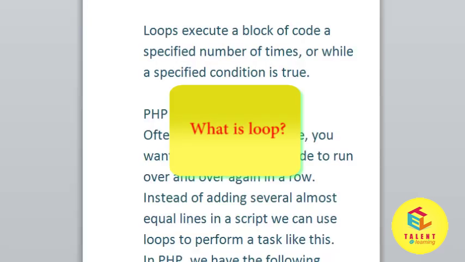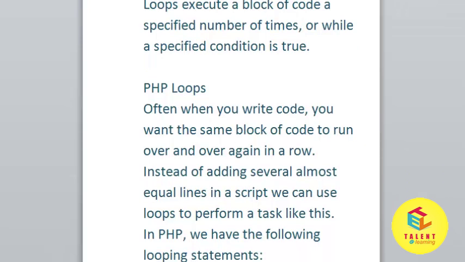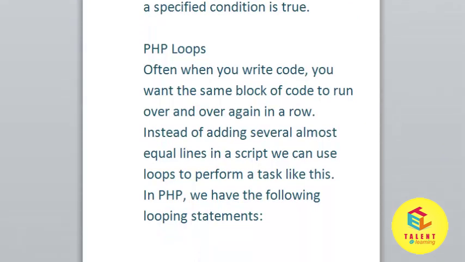Loops execute a block of code a specified number of times or while a specified condition is true. PHP loops. Often when you write code, you want the same block of code to run over and over again in a row, instead of adding several almost equal lines in a script. We can use loops to perform a task like this.